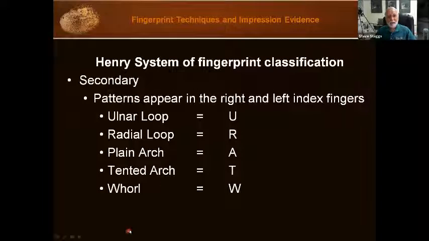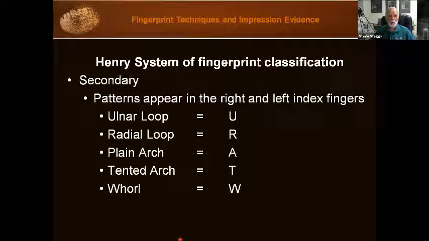Now we need to go to the secondary on our number. We are now finished with the odd and even numbered fingers. From now on, everything in the right hand goes above the line, our numerator, and everything from the left hand goes below the line, the denominator. So instead of even and odd, we're now using right and left for the numerator and denominator. The secondary is determined by observing what type of patterns appear in the right and left index fingers.